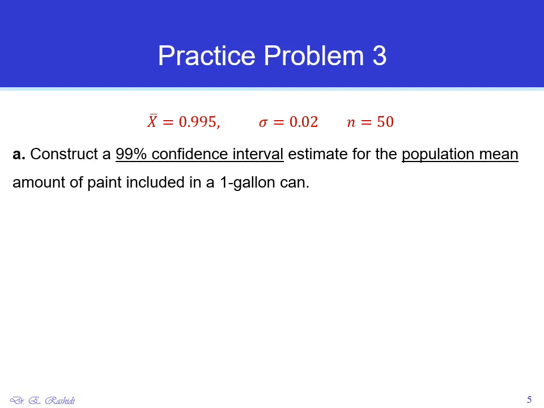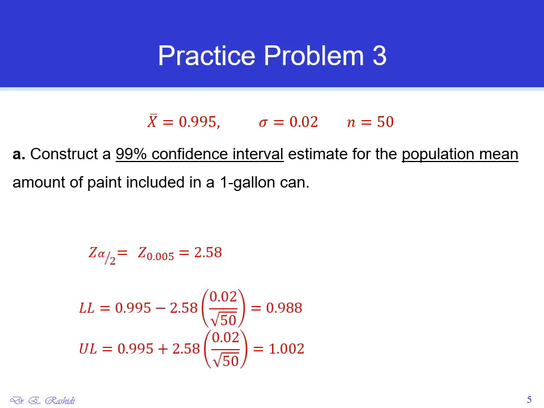So we have the formula, and we're gonna pick everything. Since we are looking for a 99%, that makes alpha 1%. Half of alpha would be 0.005, and z of 0.005 is 2.58. So we have the critical value. We're going to plug everything in the formula, and we're going to get the lower limit and upper limit. The lower limit of amount of paint per can is 0.988 gallon, and the upper limit is 1.002 gallon.